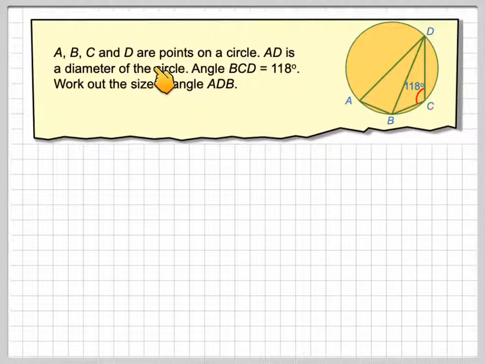A, B, C, D are points on the circle. AD is the diameter of the circle. So this one here is the diameter. Angle BCD is 118. Work out the size of angle ADB.